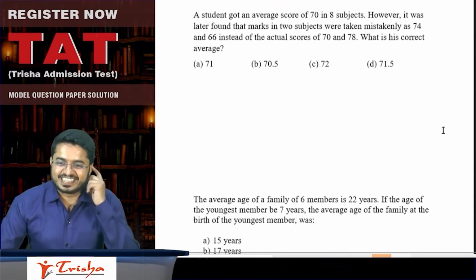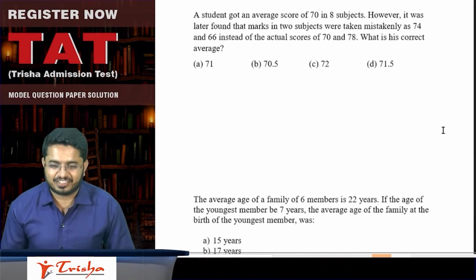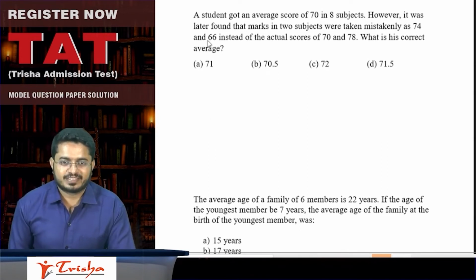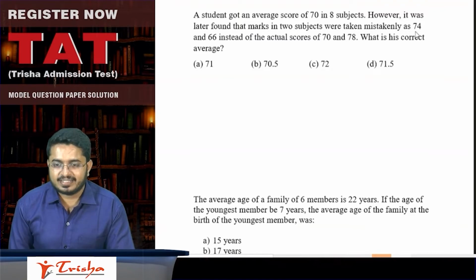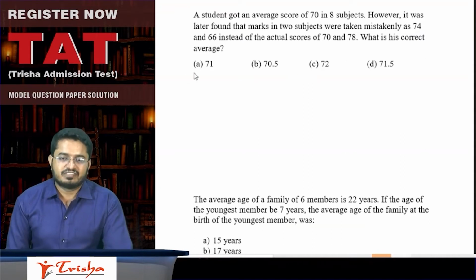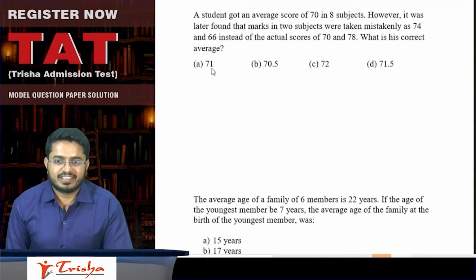This is once again an interesting question that is there in front of us. Let's see how to solve this. A student got an average score of 70 in 8 subjects. However, it was later found that marks in 2 subjects were taken mistakenly as 74 and 66 instead of actual scores of 70 and 78. What is his correct average?